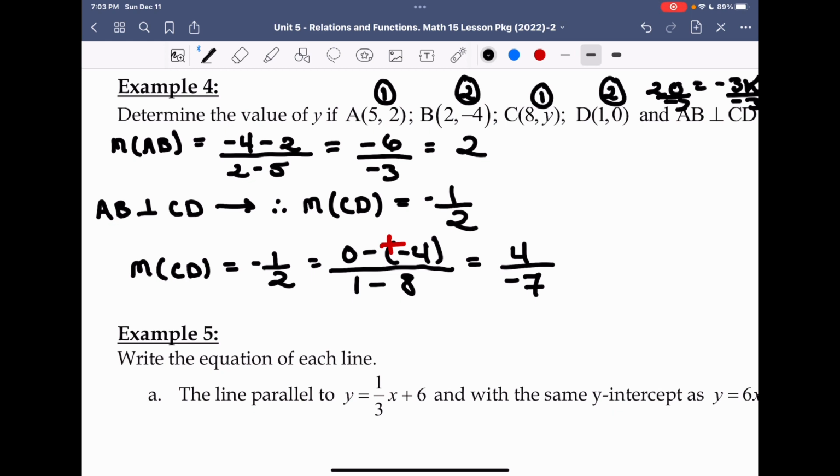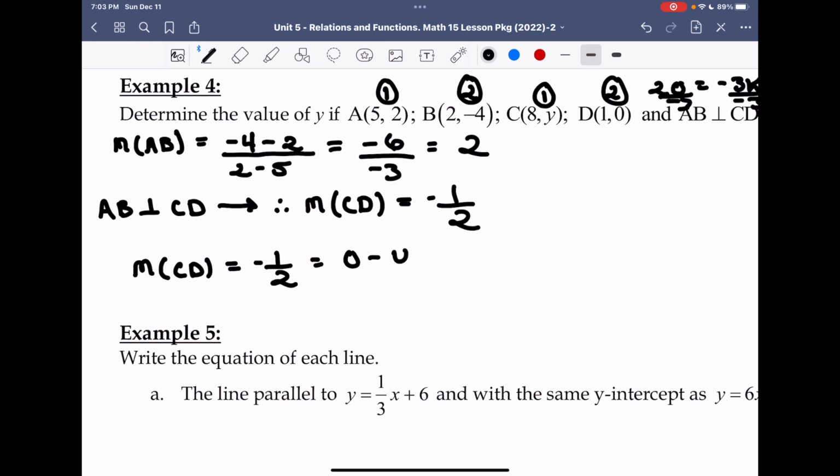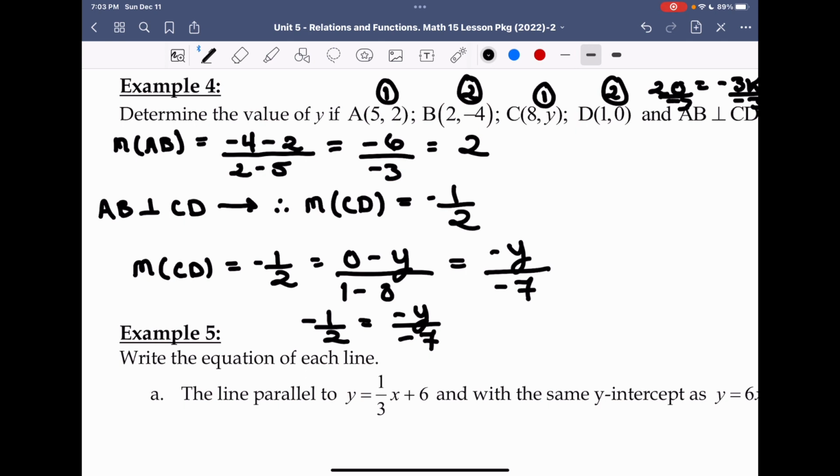But I actually need to go back and make an adjustment here because I just realized I incorrectly put in one of the variables. We have to have 0 minus y in the numerator over the change in x, which is 1 minus 8. This gives us a value of negative y over 1 minus 8, which is negative 7. So we get negative 1/2 is equal to negative y over negative 7. The double negative actually makes this positive. So we now know that that fraction's positive.